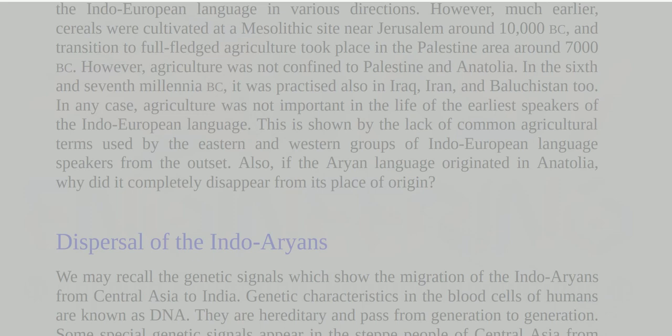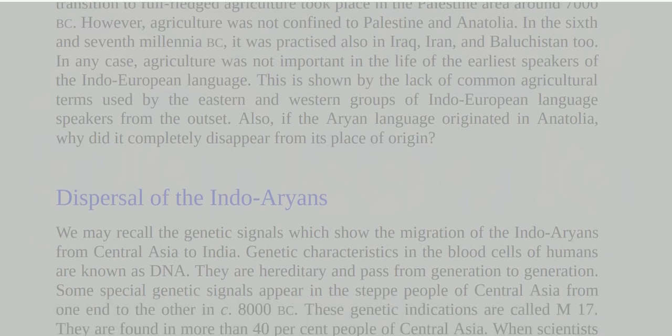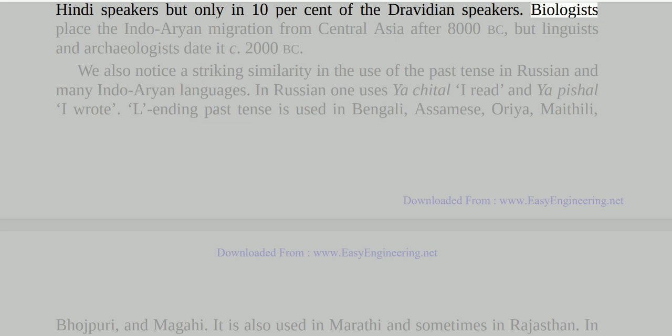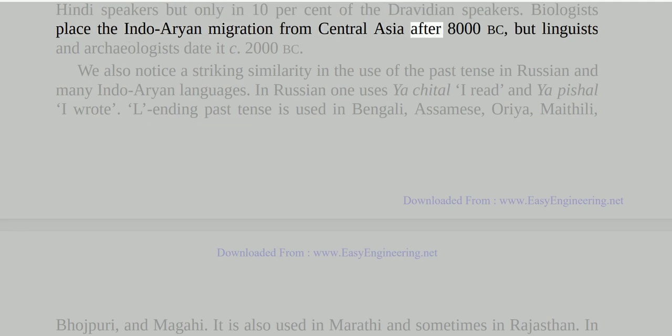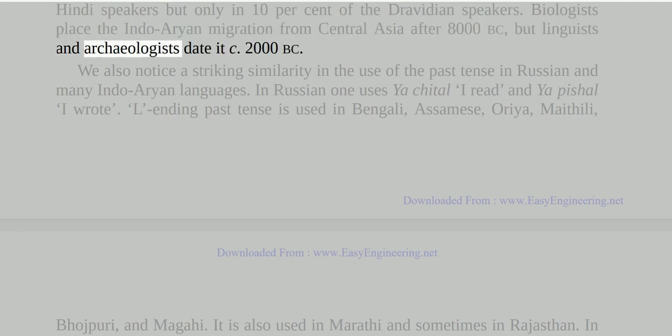They are found in more than 40% of people of Central Asia. When scientists looked for them in Delhi, they discovered these in more than 35% of the Hindi speakers but only in 10% of the Dravidian speakers. Biologists place the Indo-Aryan migration from Central Asia after 8000 BC, but linguists and archaeologists date it c. 2000 BC.